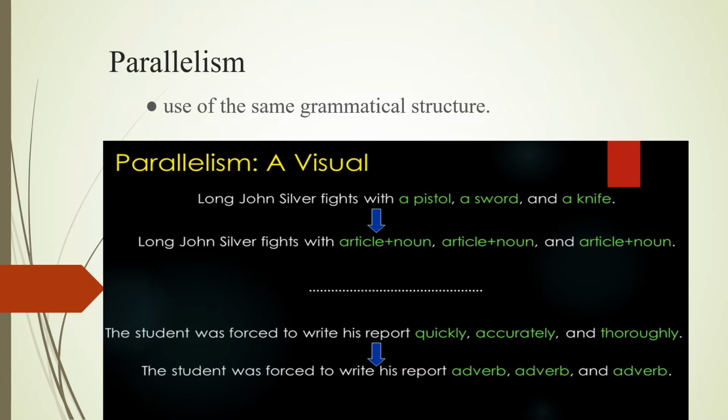So, ibig sabihin sa parallelism, kung mag-uumpisa ka sa isang verb, like, I like to sing, my favorite hobbies are singing, dancing, and acting. If you're going to say that, you should consider the grammar structure. Kung verb ba siya, adjective ba siya. In my example, my favorite hobbies are singing, dancing, and acting. Singing is a verb. Acting is a verb. And dancing is also a verb. Okay, so you have to make sure that all the characteristics of your words are the same.